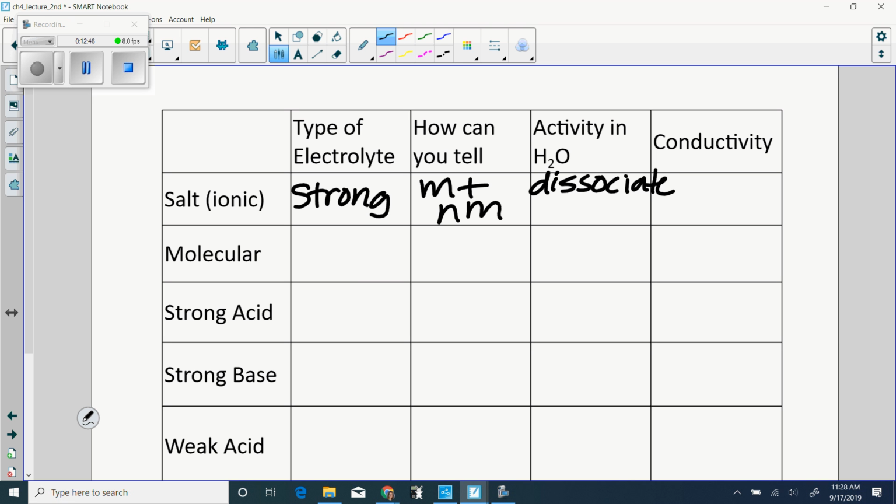into ions. Have charges, not molecules. If there are ions, then there is light, and they do conduct electricity.